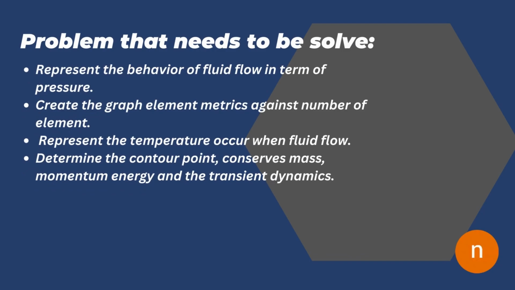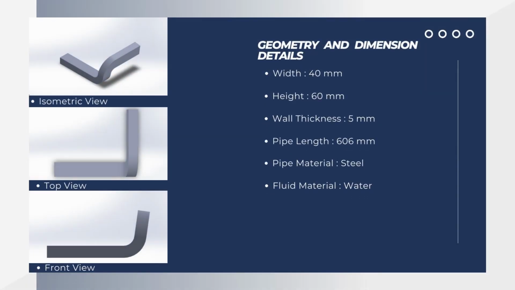So, what is the problem that we need to solve in this simulation? The problem that we need to solve in this simulation is to represent the behavior of fluid flow in terms of pressure, to create the graph of element metrics against number of elements, and to represent the temperature that occurs when fluid flows. Lastly, to determine the control volume, conserve mass, momentum, energy, and the transition dynamics. The geometry details and dimension details of our model are as shown and listed below.